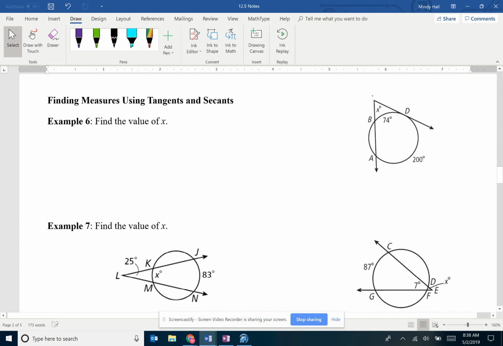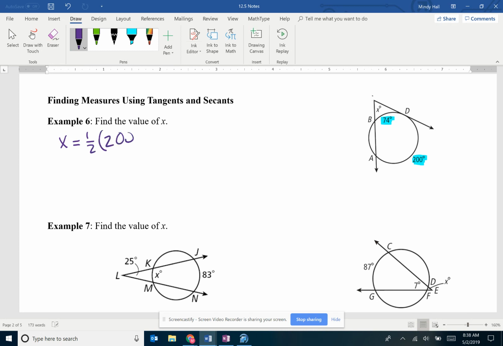So if we look at example 6, we want to find the value of x. If you notice, we have 74 degrees and 200 degrees. And so remember, when you're subtracting, you're always going to have the bigger number first. So we'd have x equals 1/2 of 200 minus 74, because again, they're outside, they're getting subtracted. So that would be 1/2 times 126, which gives you 63 degrees.